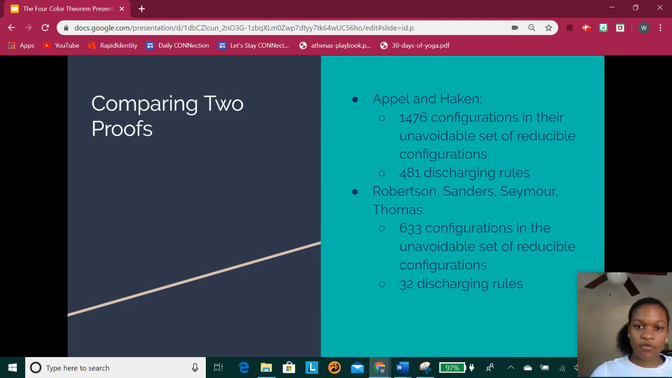So to compare the two proofs, as far as logistics, Appel and Haken had, as I said, 1,476 configurations in their unavoidable set of reducible configurations. And believe it or not, with that discharging method, they had 481 discharging rules, which is why they needed to use a computer. But with the new proof in 1994 by Robertson, Saunders, Seymour, and Thomas, they had 633 configurations in the unavoidable set of reducible configurations, and they were able to knock it down to 32 discharging rules.